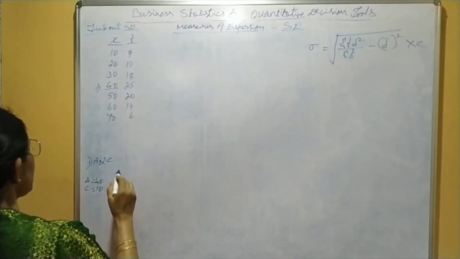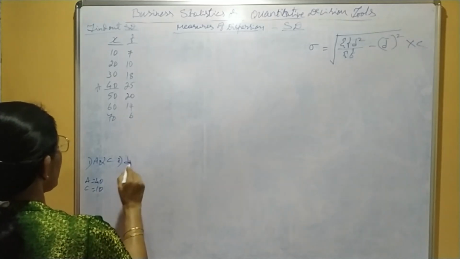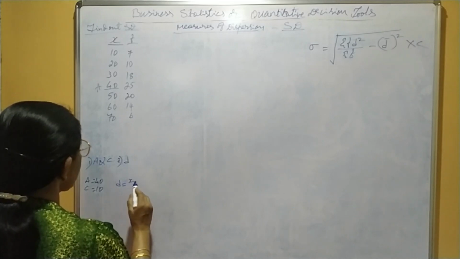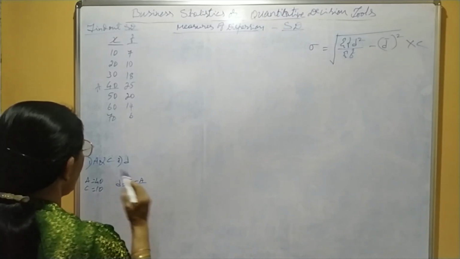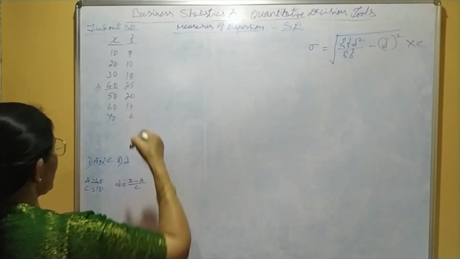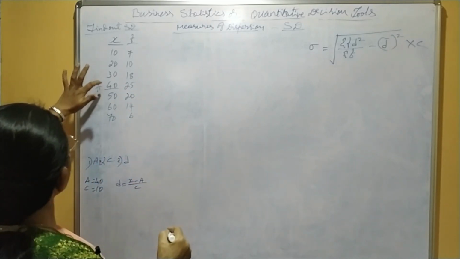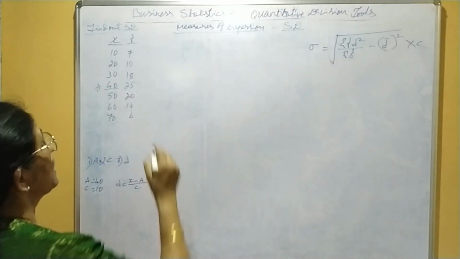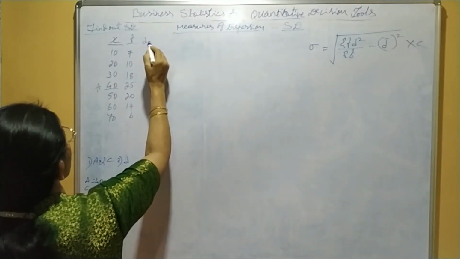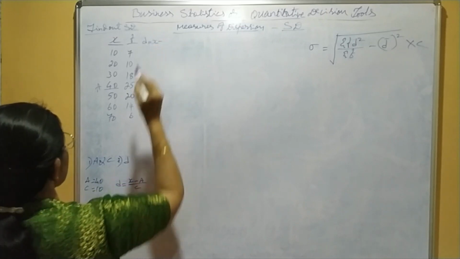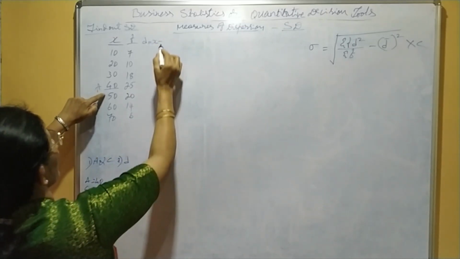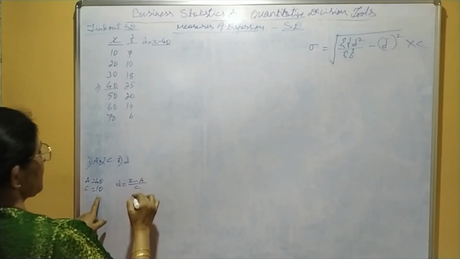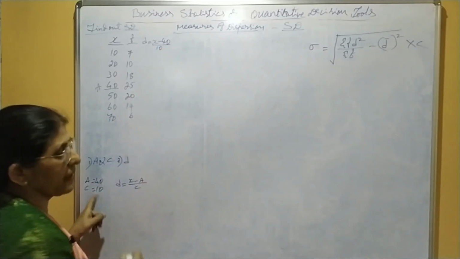Then next step, second step, we have to take D. D equals what? D equals x minus A divided by C. Means we have to take deviation of each value of variable from assumed mean. That means here take D equals x minus, in the place of A we have to take 40 divided by C. In the place of C we have to take 10.